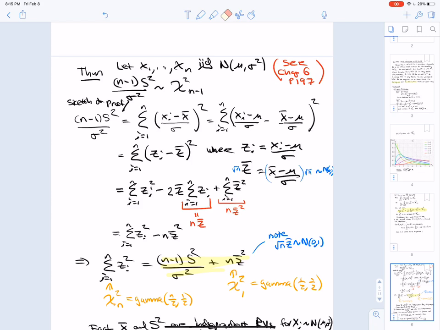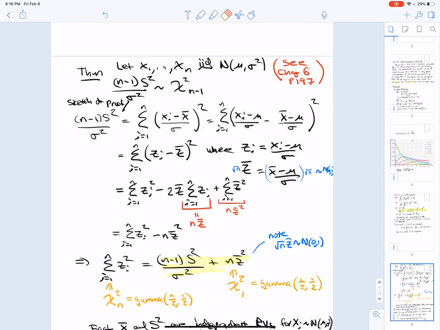N minus 1 s squared over sigma squared. You can write that as the sum of xi minus x bar over sigma, and you make a trick where you add mu over sigma and you subtract mu over sigma. Let's call xi minus mu over sigma zi, and let's call x bar minus mu over sigma z bar, just to make the notation easier.